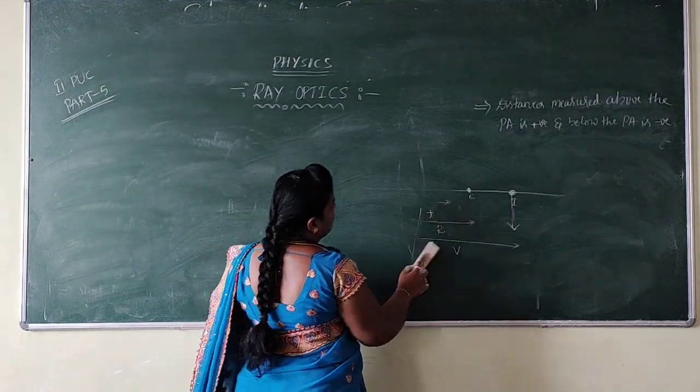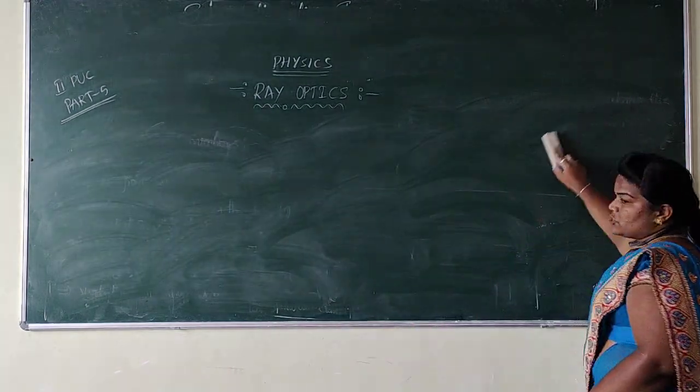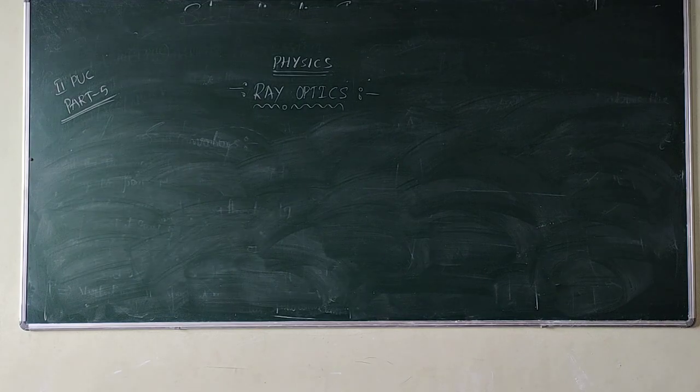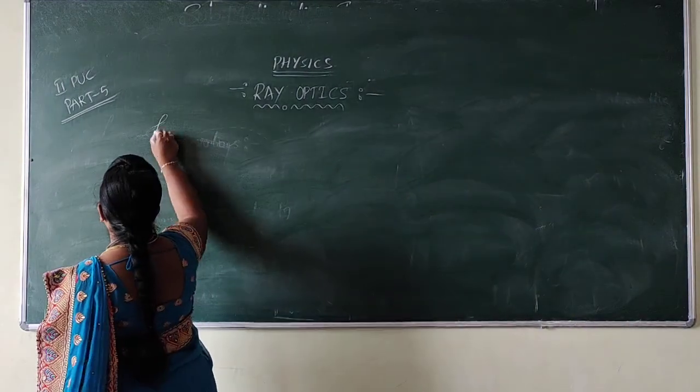This is all about some of the introduction towards the lenses: how actually the lens is going to form an image, and also how we should calculate the different distances in case of lens. Now, my dear students, let us move towards the derivation of the expression for the lens maker formula.